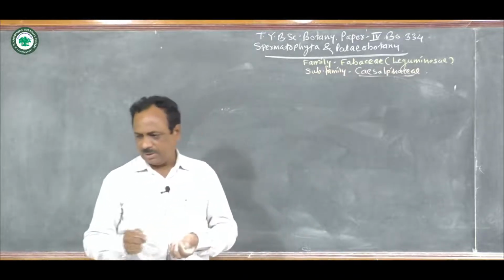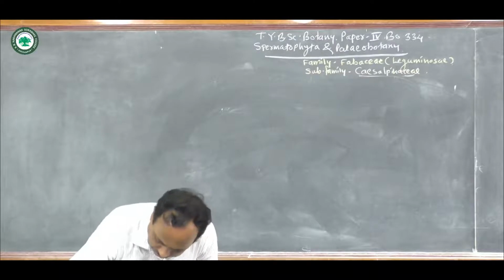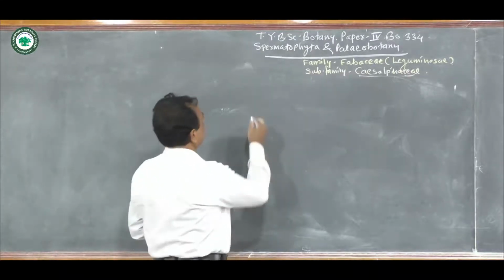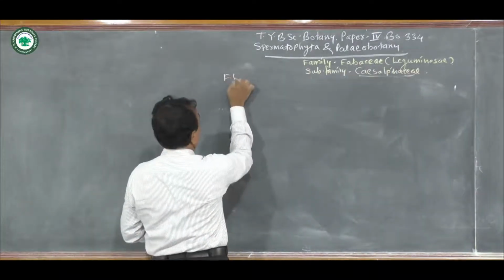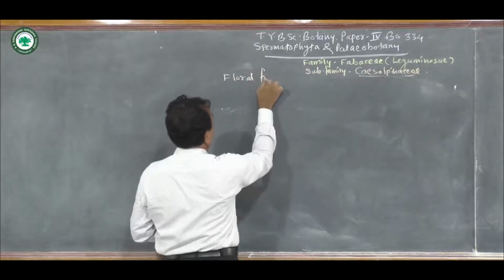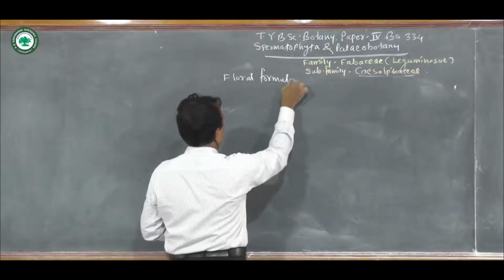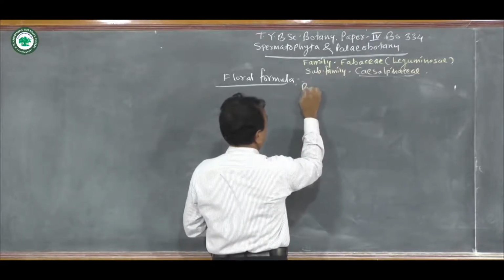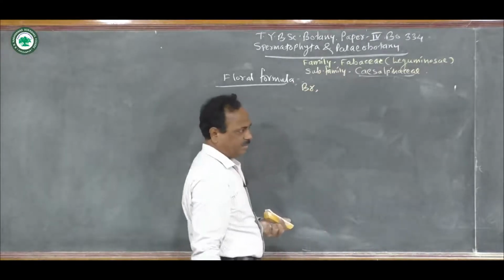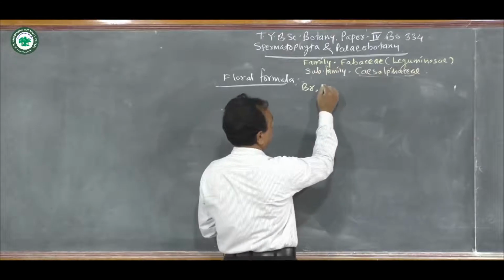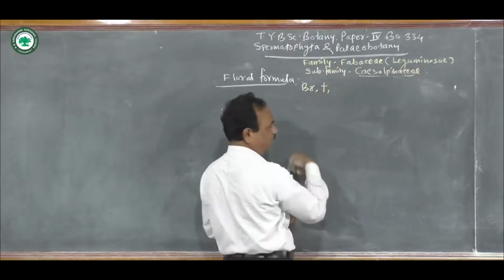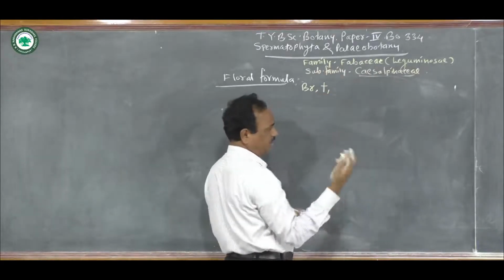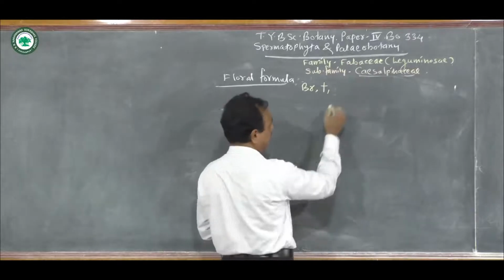Now let us see about the floral diagram and the floral formula. So first let us see about the floral formula of the family. So here the flowers, they are bracteate, symbol is Br. Flower is zygomorphic, as the irregular shaped petals are present.